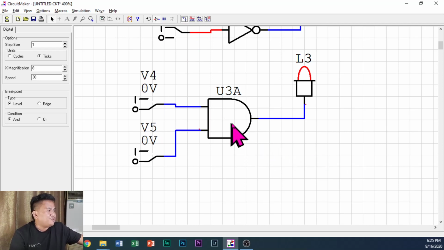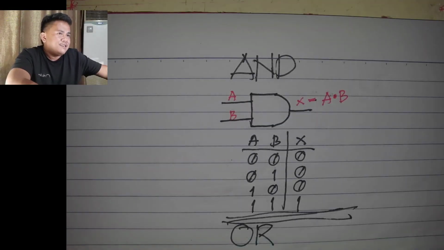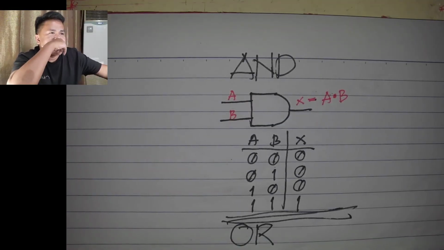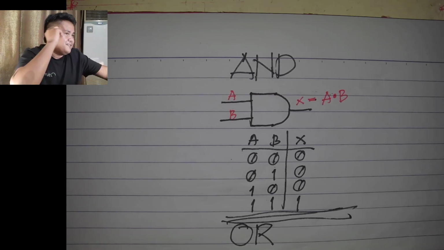Now in a 2-input AND gate, yung conclusion natin diyan, okay? If one of the input is 0 or both, the output is always low or logic 0. Otherwise, if both inputs are high or both inputs are 1, the output is high or logic 1. Okay? So we'll try to simulate.